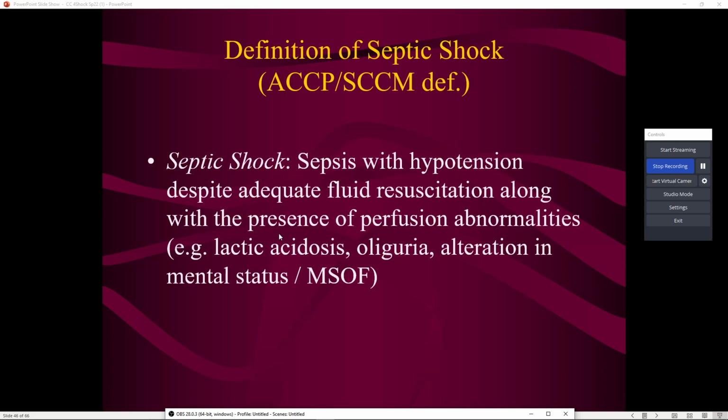I will ask you to know the definition of shock per the ACCP and the SCCM. Hypotension despite adequate fluid resuscitation along with the presence of perfusion abnormalities. I can literally pump you full of 2 gallons, the equivalent of roughly 7.6 liters, full of fluid.